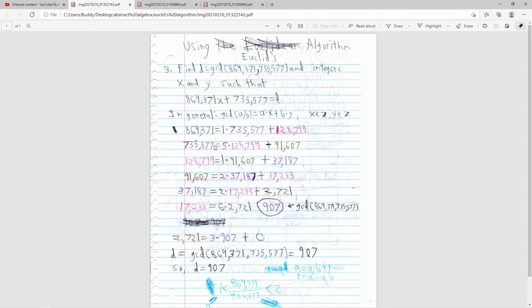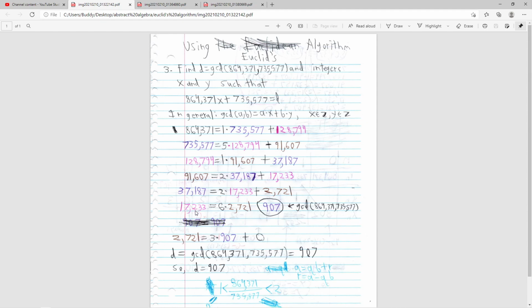So 735,577 equals 5 times 128,794 plus the remainder. This divided by that equals 5 point something, so it's 5, and then this is the remainder. You have a calculator, so it makes the division relatively quick, but you have to do it multiple times and remember the ordering. Then you bring down 128,794, and you get 1 times 91,607 plus 37,187.